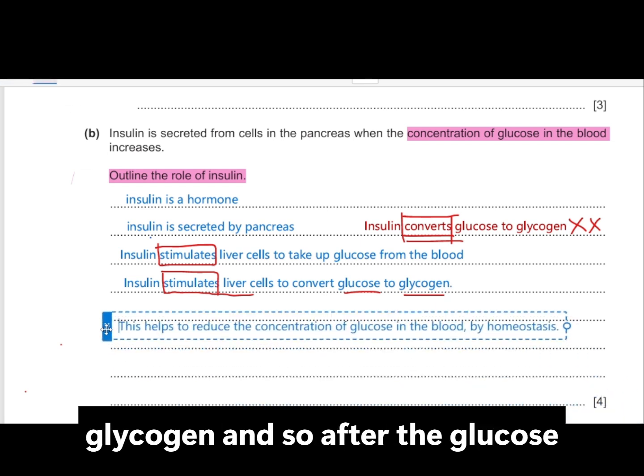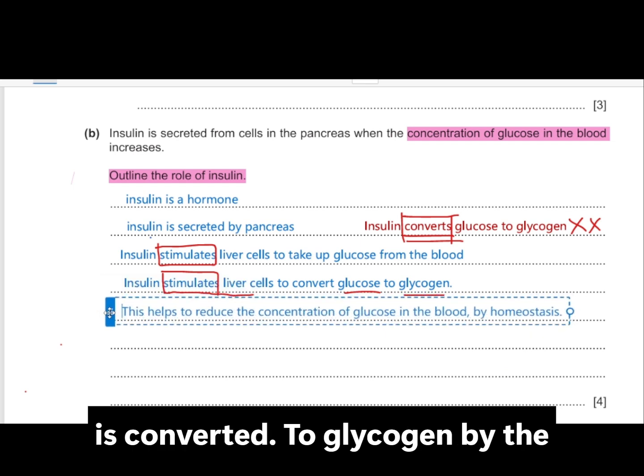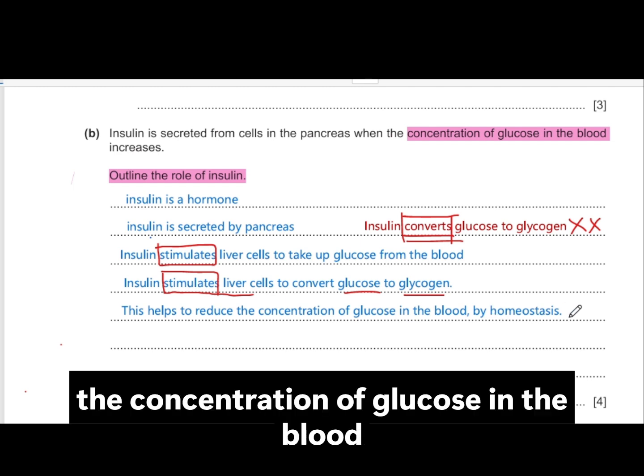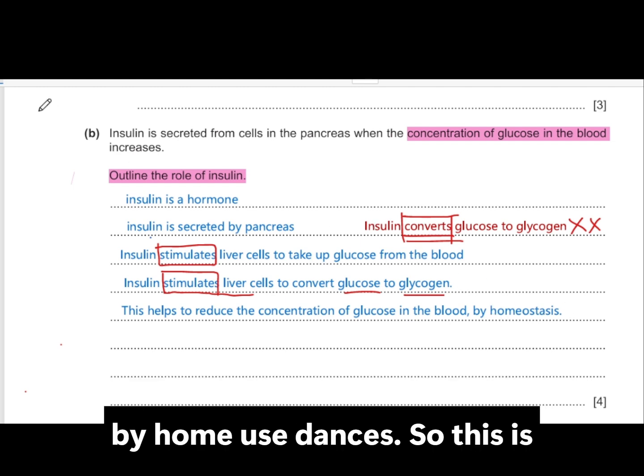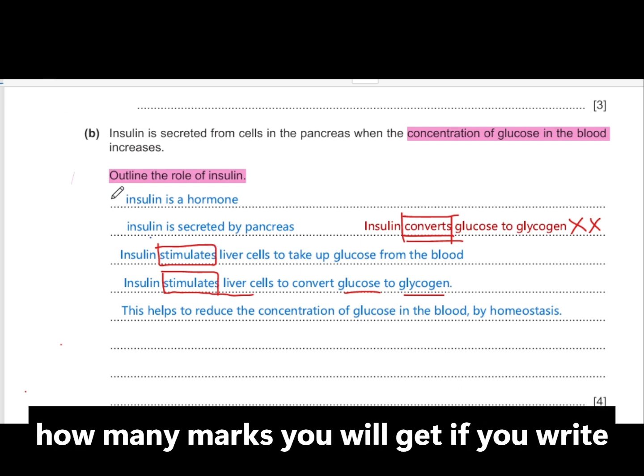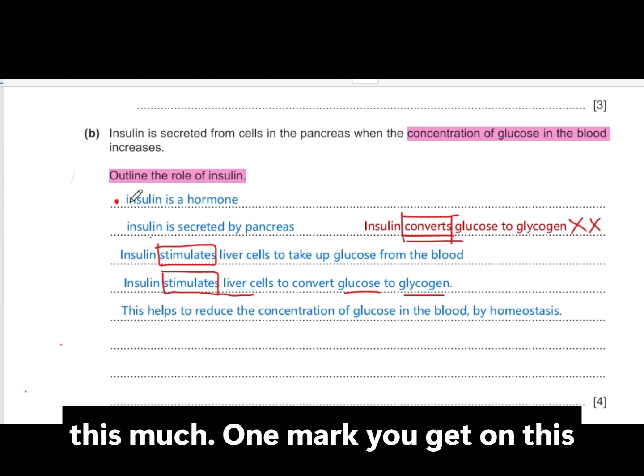And so after the glucose is converted to glycogen by the liver cells, it will reduce the concentration of glucose in the blood by homeostasis. So this is your complete correct answer. Let's see how many marks you will get if you write this much.